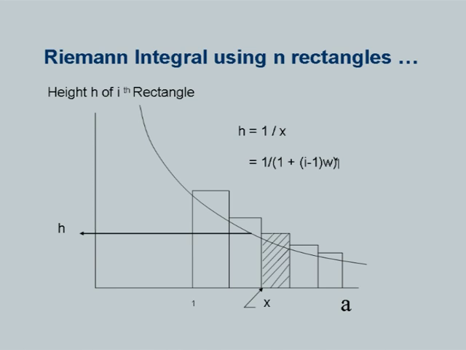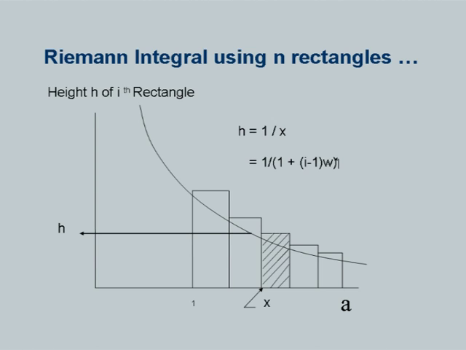Now if that is so, then what is the height of that? Well, that is the beauty. The height is determined by the nature of the function. The function is f(x) equal to 1 upon x. So if x is the coordinate value for this, the height h will be equal to 1 by x. And that is nothing but 1 upon whatever formula I wrote for the ith coordinate. Now you can see, I can easily calculate the area of this rectangle.